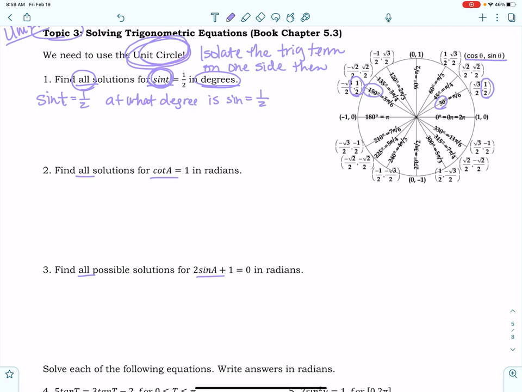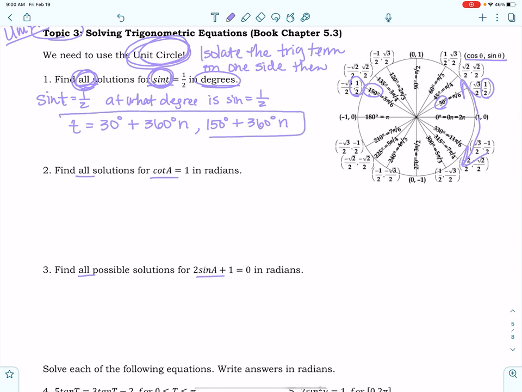So I know that for all solutions, t is going to equal 30 degrees plus 360 degrees n, where n is an integer. That means it can be a positive or negative value, so it takes care of rotation in the positive direction and in the negative direction. The other solution, of course, is going to be at 150 for all rotations of the circle, so 150 plus 360n, because you have to go all the way around the circle to get back to that value. So that's how we're going to do these.